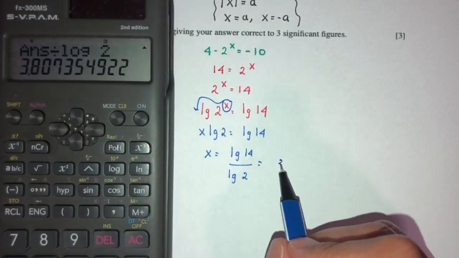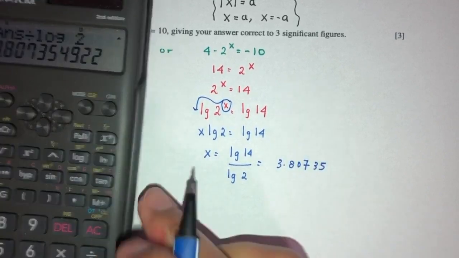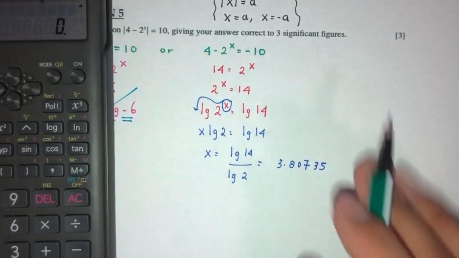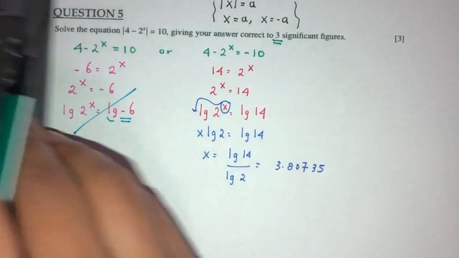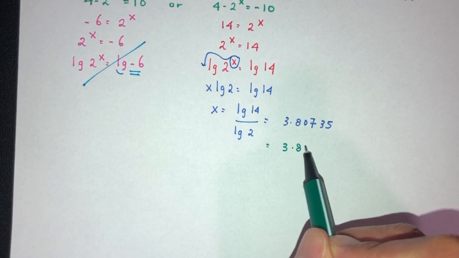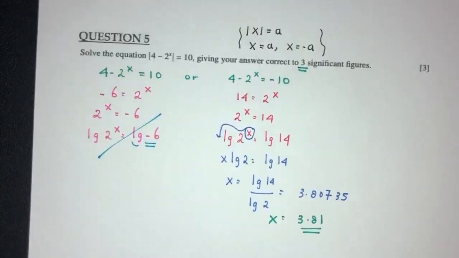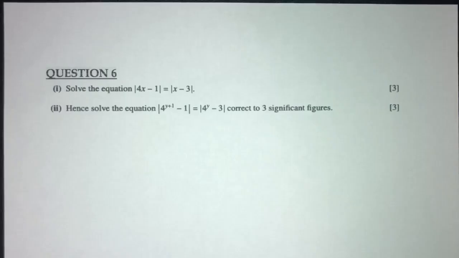That will be 3.80735. So we have to write the answer correct to 3SF as required by your question. So that will be eventually 3.81. This is your value of x for question number 5. Now let's move on to question number 6. So now we have a new case, as you can see.